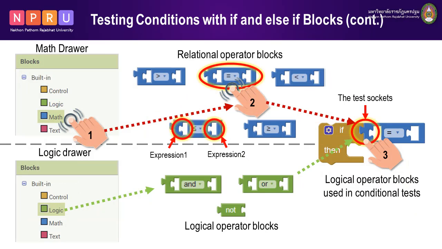To test conditions, we can plug any Boolean expression into the test sockets of the if and else-if blocks. A Boolean expression is a mathematical equation that returns a result of either true or false. The expression tests the value of properties and variables by using relational operators such as greater than and equal to, and logical operators such as and, or, and not, which are shown in the figure.